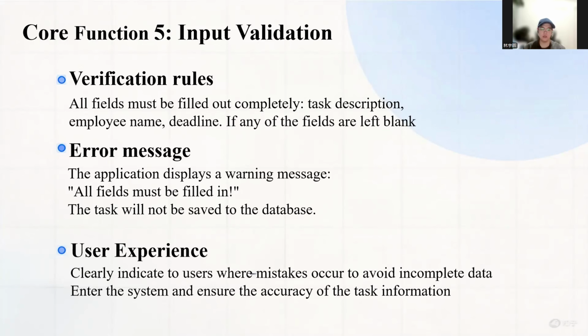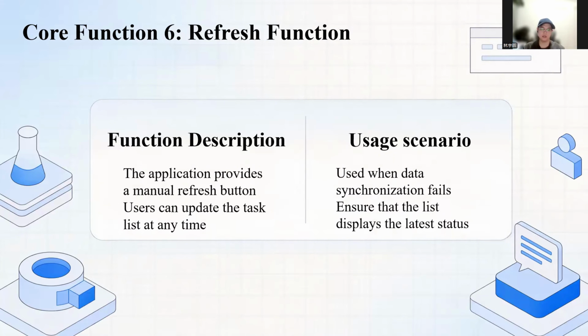Feature five is input validation. If I try to add a task with an empty field, the error message is that all fields must be filled. And feature six is the refresh button. If you want to refresh the list manually, you can click the refresh button.